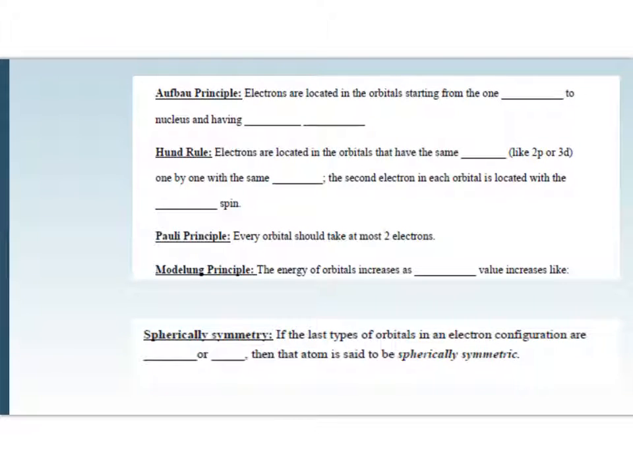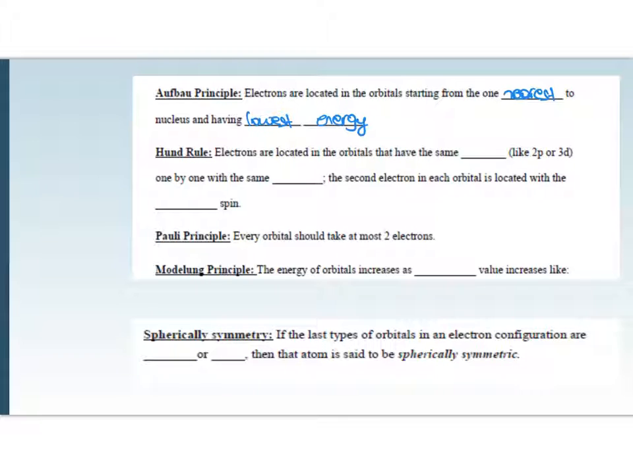Now we have some rules while writing the electron configuration of a neutral atom, a cation or an anion. The first one is the Aufbau principle. Electrons are located in the orbitals starting from the one nearest to the nucleus and having the lowest energy.